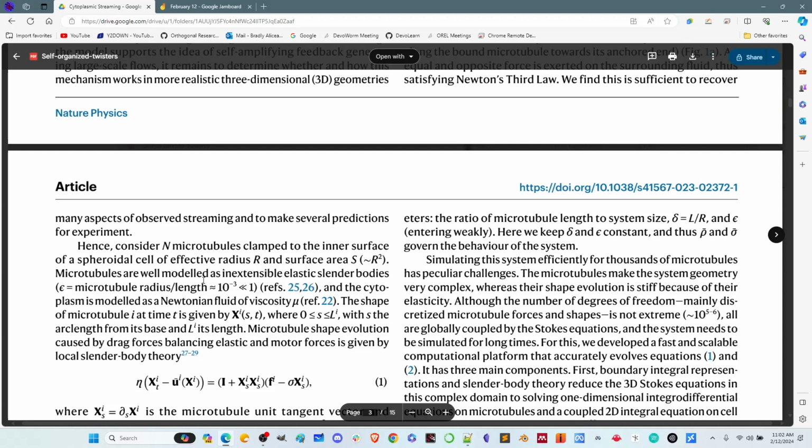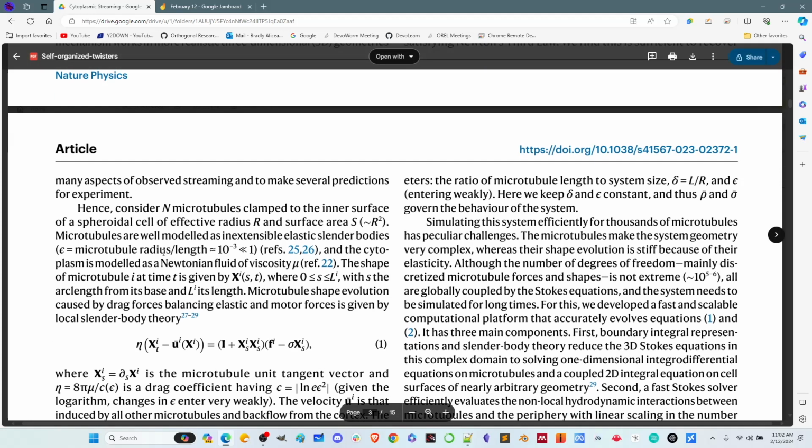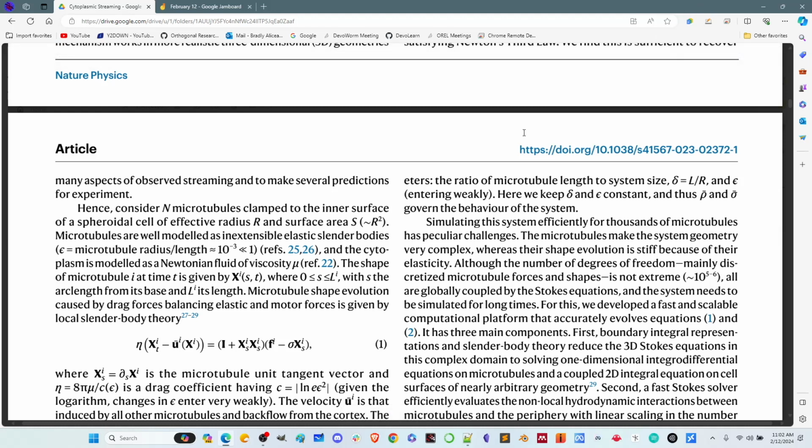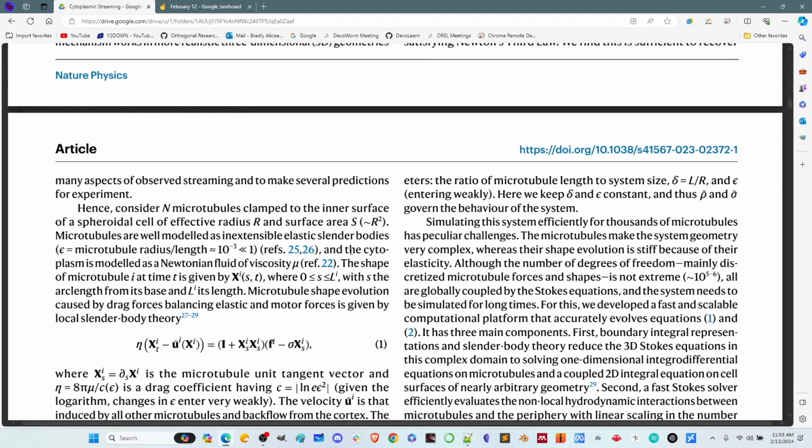Microtubules are well modeled as inextensible, elastic, slender bodies, and so this is where we saw these little tubes up in Figure 1, where they were either twisting around in the wind, as it were, in the flow, or they were bending in a coordinated manner. But they have this flexibility, this elasticity that allows them to bend and move around. But they're anchored at one end, remember, so they can't just move freely anywhere.